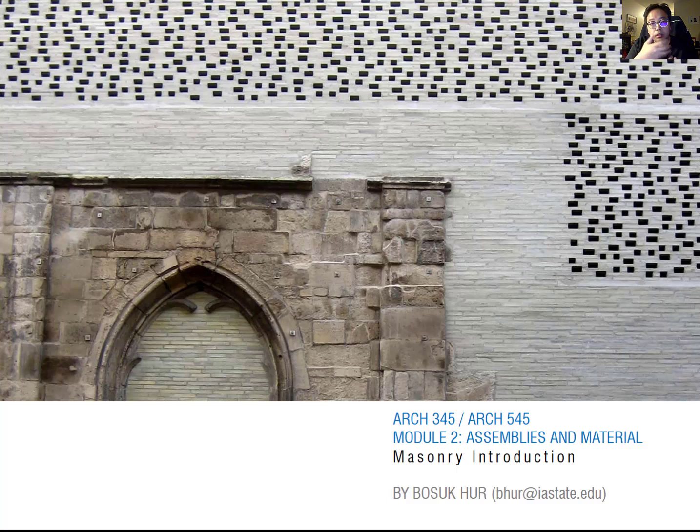So I cover masonry material this semester and next semester. This semester is more about introducing the fundamental ideas for understanding masonry material. And next semester, we will talk more about how you assemble, what kind of assemblies you might consider for your project. So today we will discuss the different materiality using masonry material.